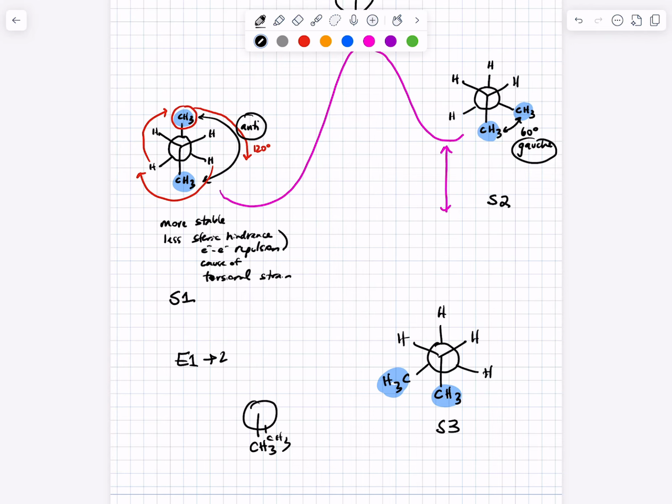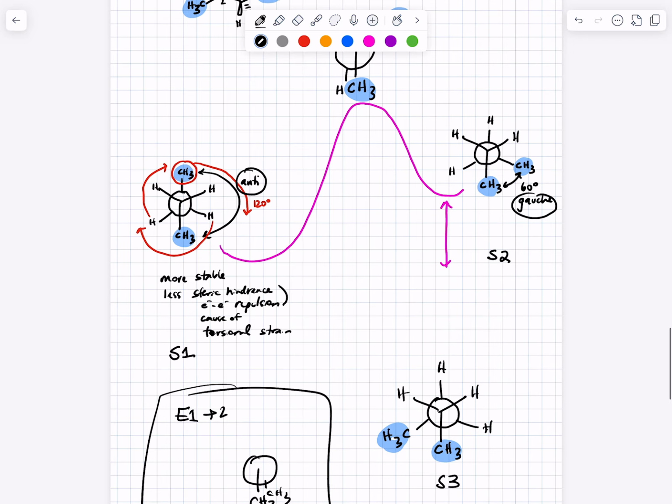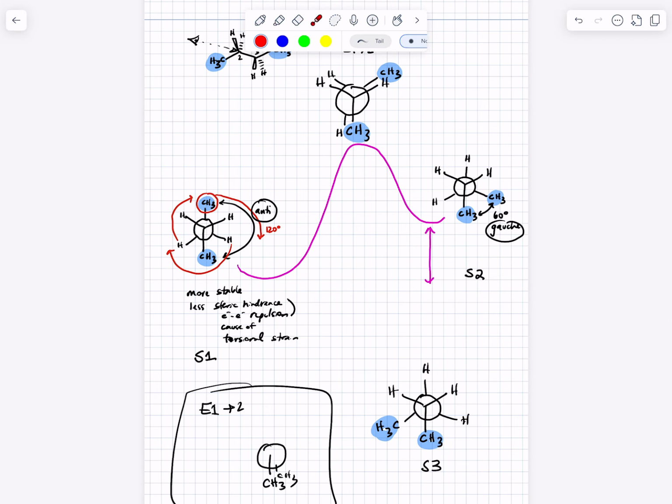Do you predict that this eclipsed conformation would be better or worse than this one? Worse, right? Because now the methyls have to be bumping into each other. So it turns out that if this staggered conformation wants to become this one, it's not going to go this way through that high energy eclipsed. It's going to go back down the hill and over the other way.